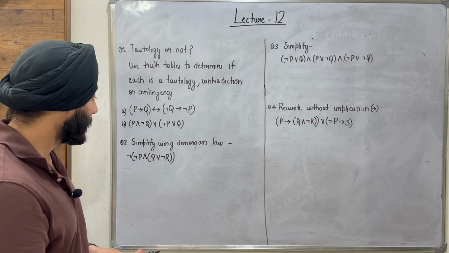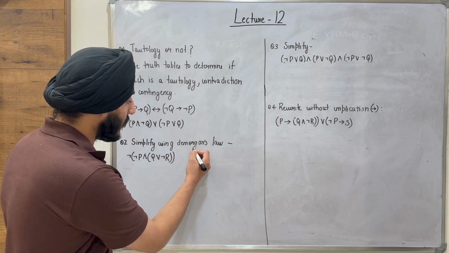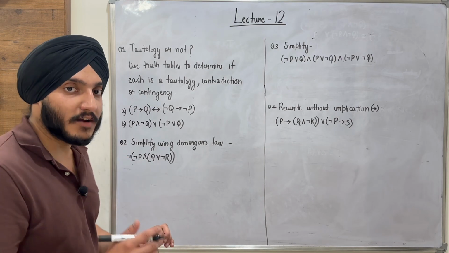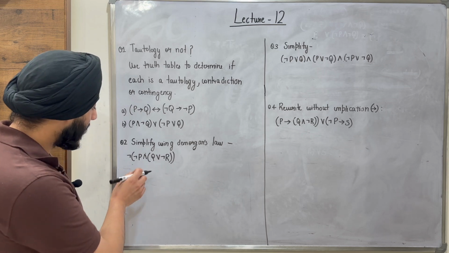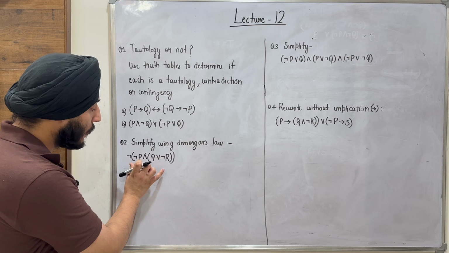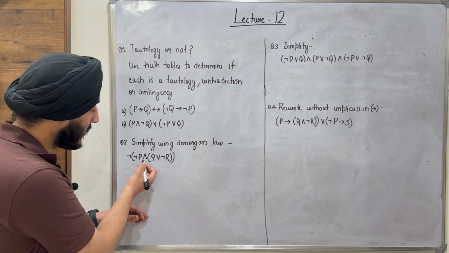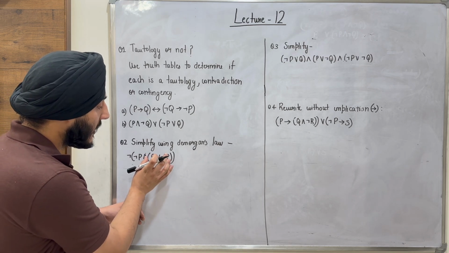Okay, moving on. Let's try to understand question number 2, right? Simplify using De Morgan's law. So I've been given this statement over here. If you understand how De Morgan's law works, basically what I'm supposed to do is I have this negation sign outside. I'm supposed to bring it inside and apply it to all these different parts. So I'm going to apply this negation to negation of P, I'm going to change this symbol, and then I'm going to apply it to this part as well.